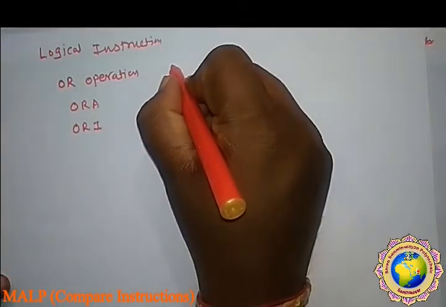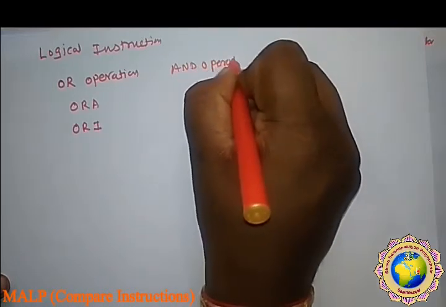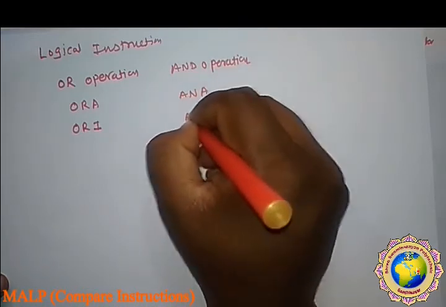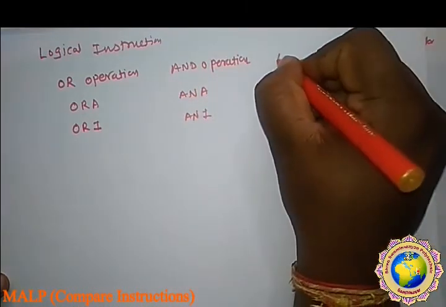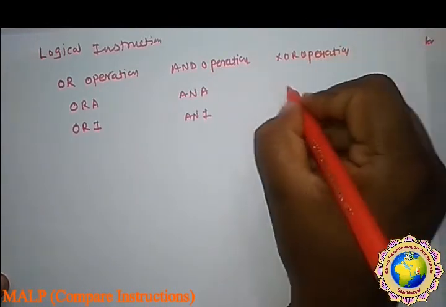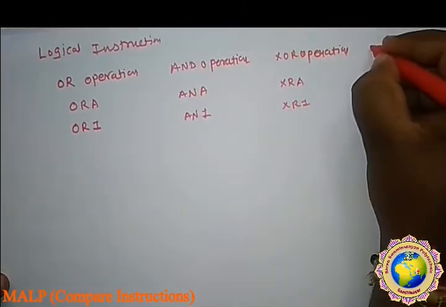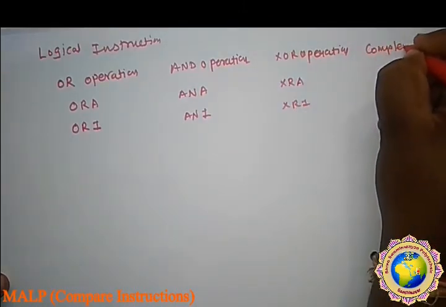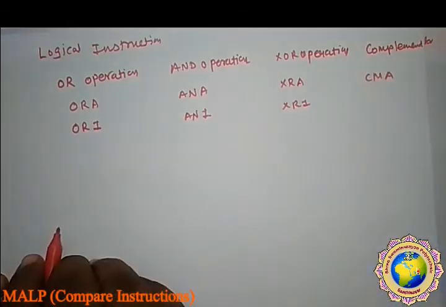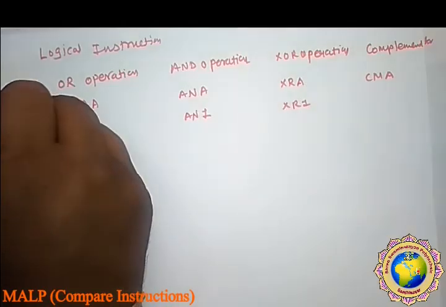Then the AND operation. In the AND operation, there are two mnemonics, ANA and ANI. Then there is the XOR operation. It also has two mnemonics, XRA and XRI. And the last is the complement. In the complement, there is one, it's CMA. Okay, so this is the logical operation first.